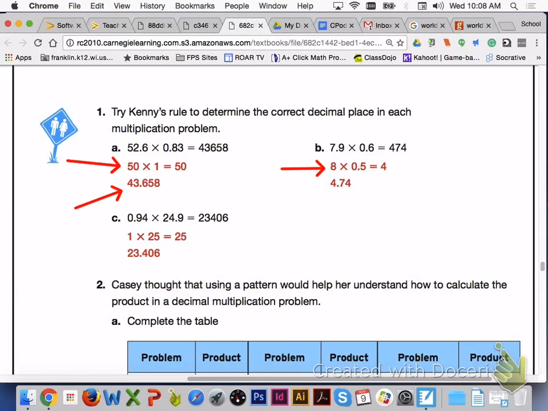For letter B, my estimated product is 4. I know my decimal point would have to go after the first 4 for a product of 4 and 74 hundredths. For letter C, my estimated product is 25. I know my decimal point will go after the 3 for a product of 23 and 406 thousandths. This will conclude today's lesson on multiplying decimals.